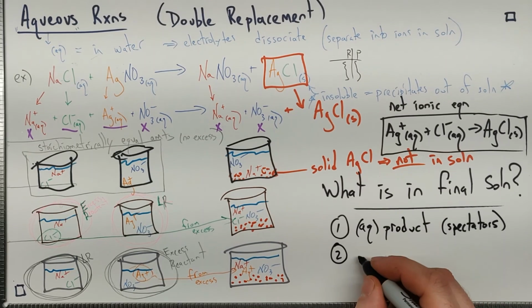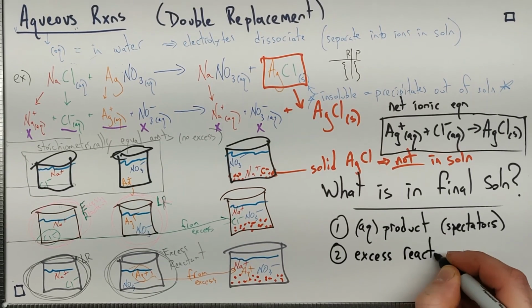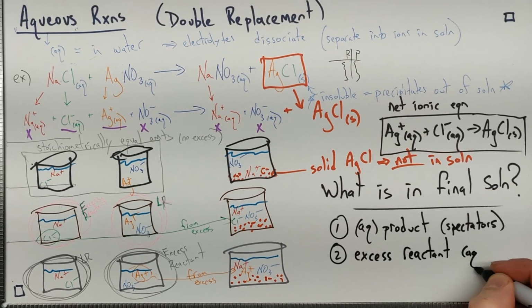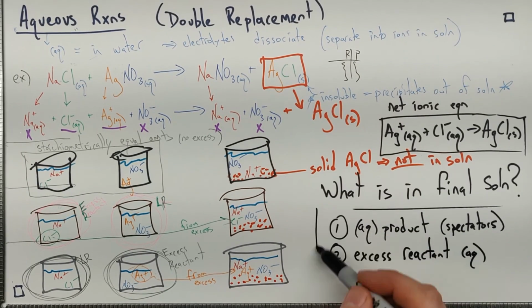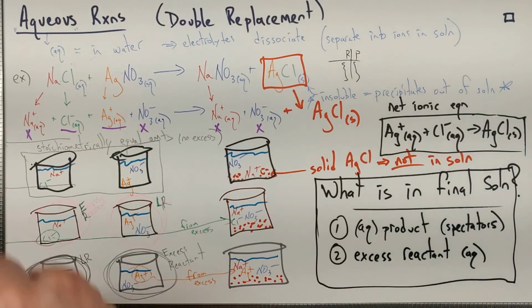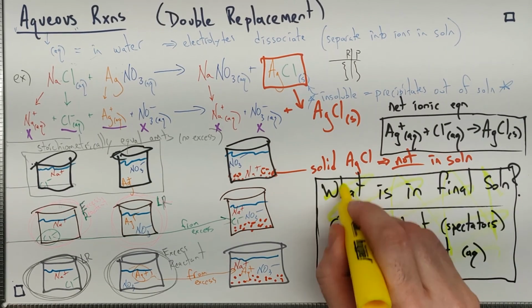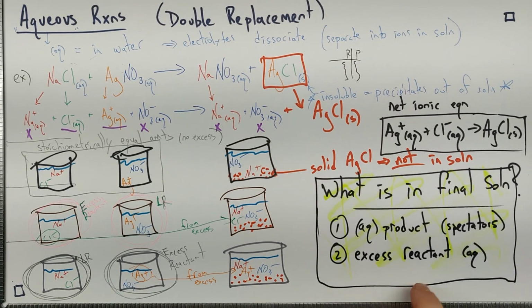And then two, your excess reactant, as long as it is aqueous. So this is our key idea that we're going to carry over into future videos. The idea that there are two key places we're going to be looking for what's present in the final solution, and those two key places are your aqueous product and your excess reactant.